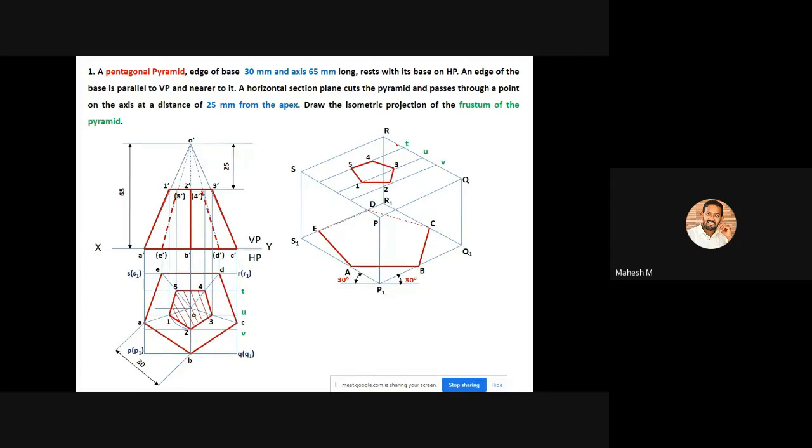Okay, so now you have 1, 2, 3, 4, 5. Similar to that, you have marked the base. Okay, so you can join the top 5 corners with the base 5 corners.